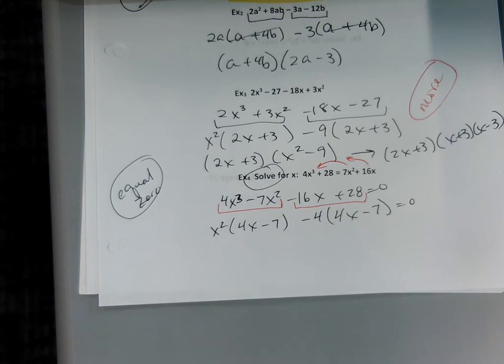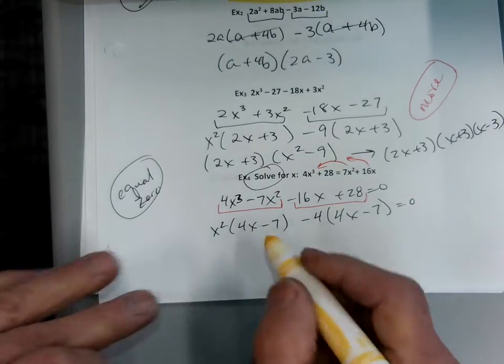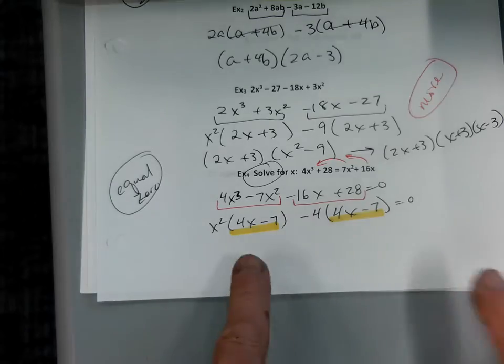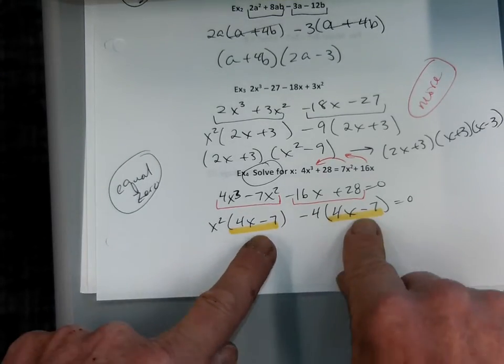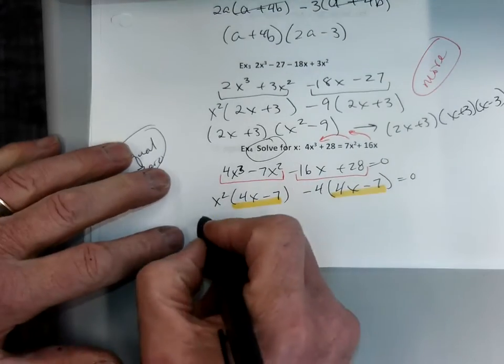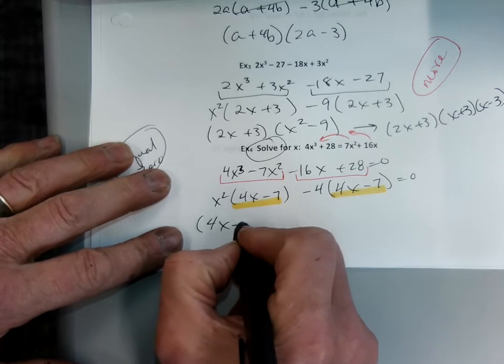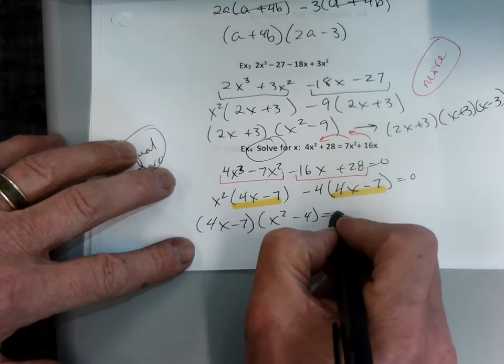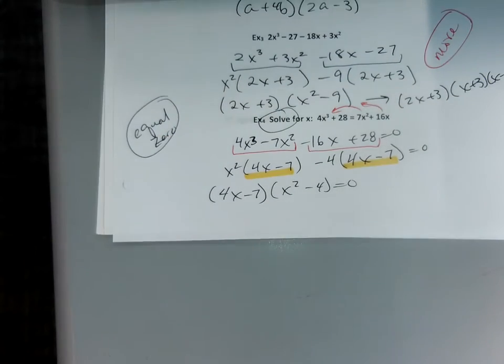Okay, now what's my next step? What are these? Oh, you're way ahead of me. Tava, yes, but you're ahead of me. Okay, thank you. So these two have a 4x minus 7 in common, right? And what's left over is x squared minus 4. Hold that thought, Tava, for just a second. You're way ahead of me. I like that. It's awesome.